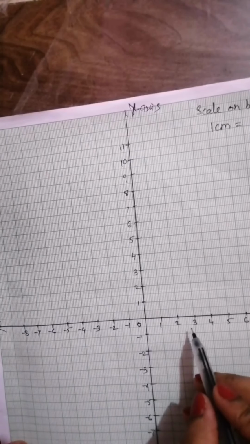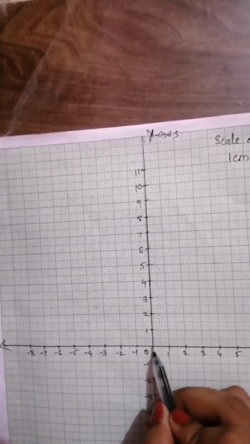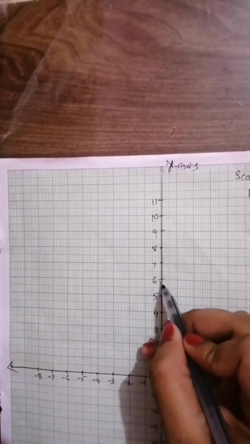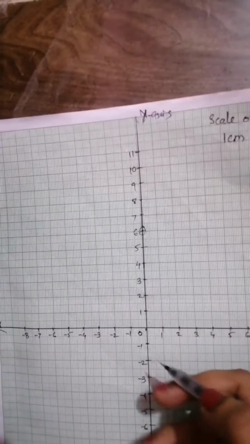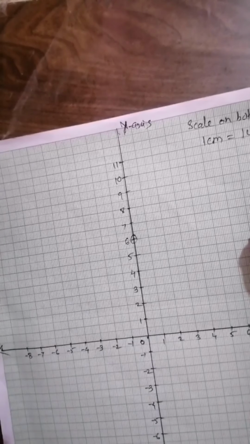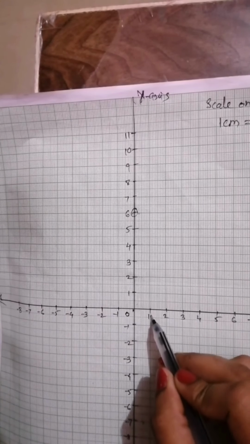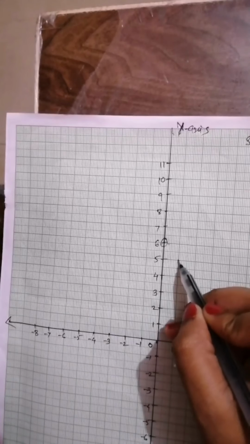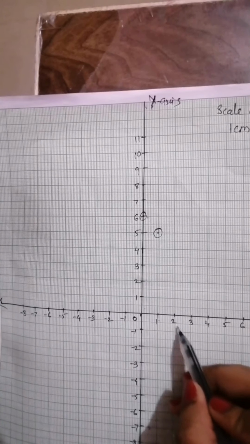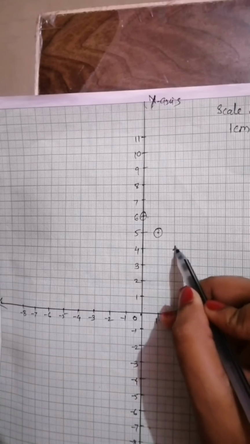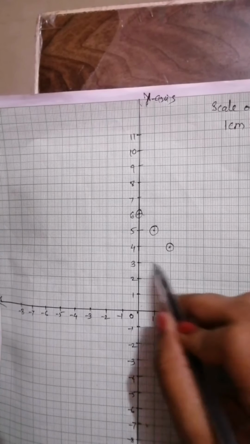Now what is table number 1 of the first equation? 0, 6. This is 0 and 6 on the y-axis. So just plot here. Now the second one is 1, 5. This is 1 and this is 5, right? So plot here. Third one is 2, 4. This is 2 and this is 4. Now the last one, 3, 3. This is 3 and this is 3.